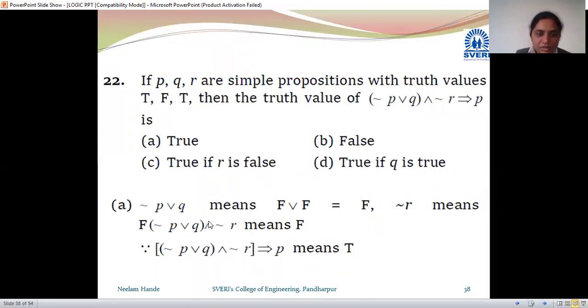Okay, then this and this means F and F. F and F is F, right? So this is F. The false statement implies P. But what is P? P is true. So F and T. What is the truth table value of this conditional for F and T? F implies T is true. So your answer will be true, T. So the correct option is A.